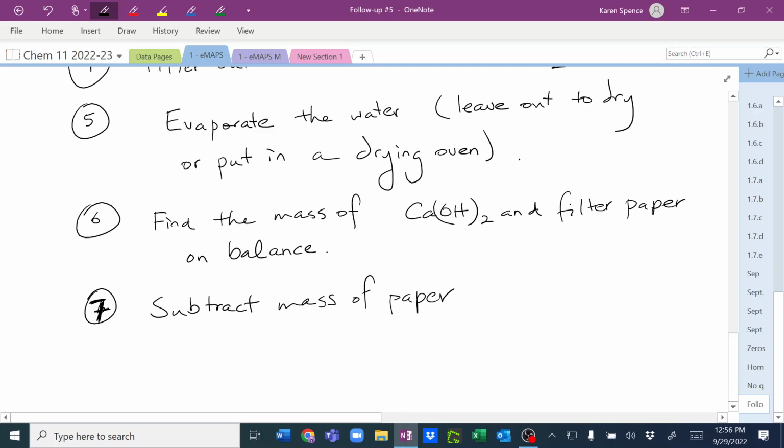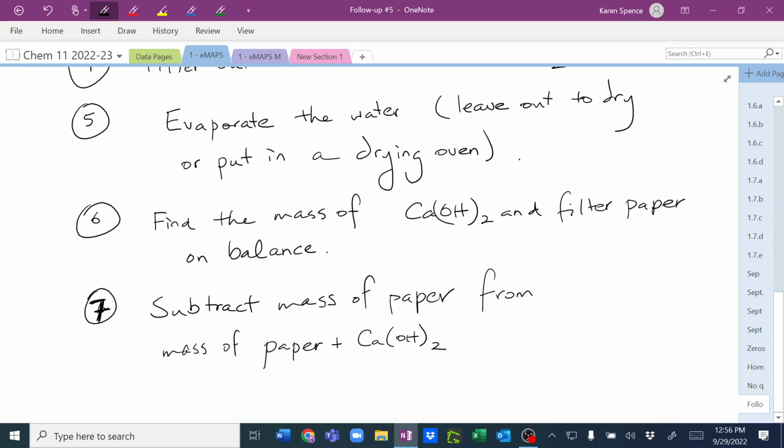It's all right. Subtract the mass of the paper from the mass of paper plus Ca(OH)2. Done. Plug it in. There you go. There is another way. There is a second way to find out how much is dissolved, and it will involve using the filtrate instead of the residue.